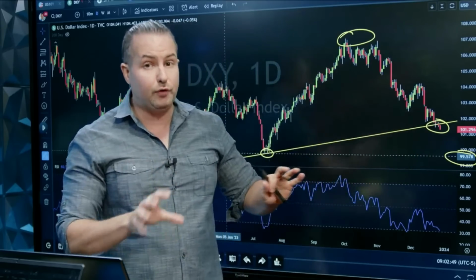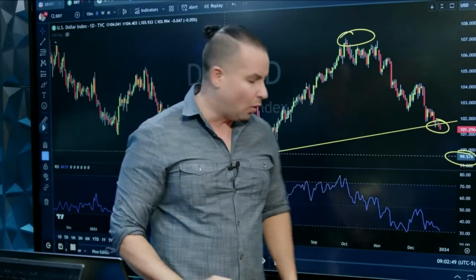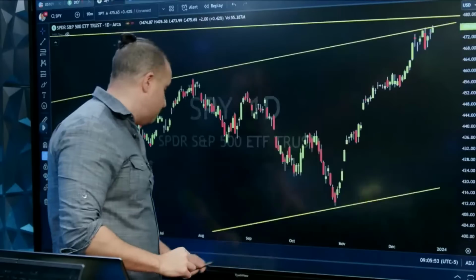that if the dollar continues to fall, it again is good for the stock market right now, not necessarily good for the economy longer term, and there's potential for the Fed to cut interest rates. All right. Let's go on to another chart here, as again, I want to keep you guys in the loop.